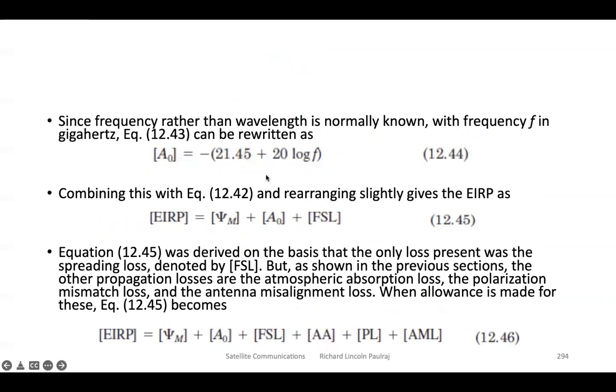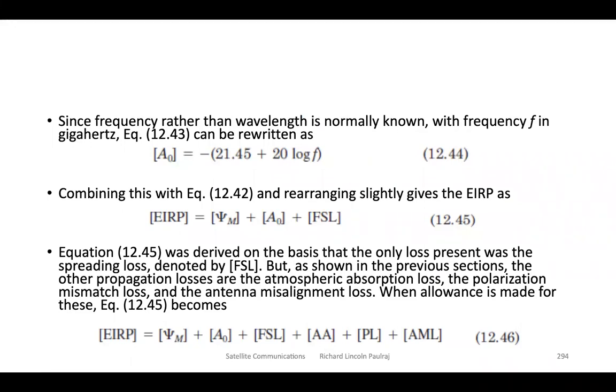If I want to bring it in terms of numbers, it is 21.45, you can just make note of this, and the frequency is going to be in gigahertz, of course. If not, then our transmission wouldn't happen.